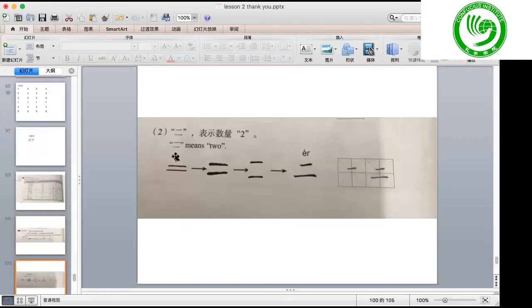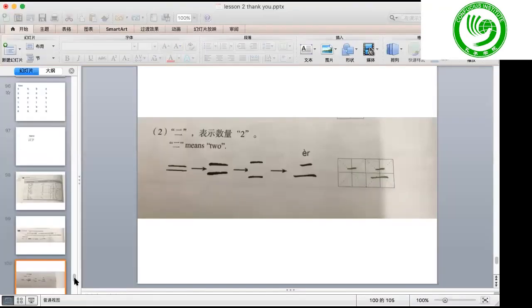And now let us continue with the next character. This character has how many strokes? Let us count it together. One stroke, two strokes. Write it from top to the bottom. This character means two. Two strokes means two. And how to read it? Er. Let us write er together. Two strokes from top to bottom. Please remember, the second Heng is longer than the first Heng. Okay, this is er. One more time.